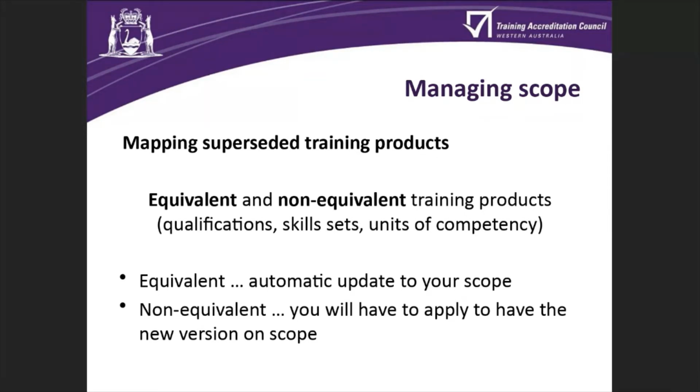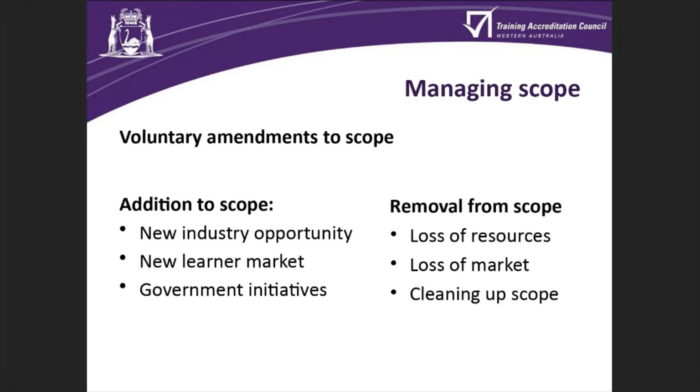Not only is it done automatically, but there are no fees for the transfer from the old to the new. But if they're judged to be non-equivalent, then you have to apply for an amendment to scope to be able to deliver the new training product. And there are inevitably going to be fees involved with that, because it takes TAC time and auditor time and effort on your part to put together a case to be able to transfer.